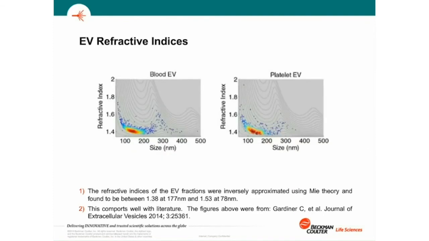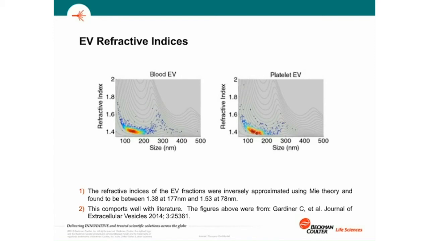The refractive indices for these particles were calculated using inverse approximation and mean theory, and were found to be approximately 1.38 for the 177 nanometer particles, and up to 1.53 for the 78 nanometer particles. So this comports well with literature. In fact, the figures above are from a Gardner paper demonstrating their analysis using NTA and MATLAB of the different refractive indices versus size, and it is almost exactly the same. So you look at 177, it would be expected to be around 1.38, and 78 would be somewhere around 1.5. So it's an interesting correlation.